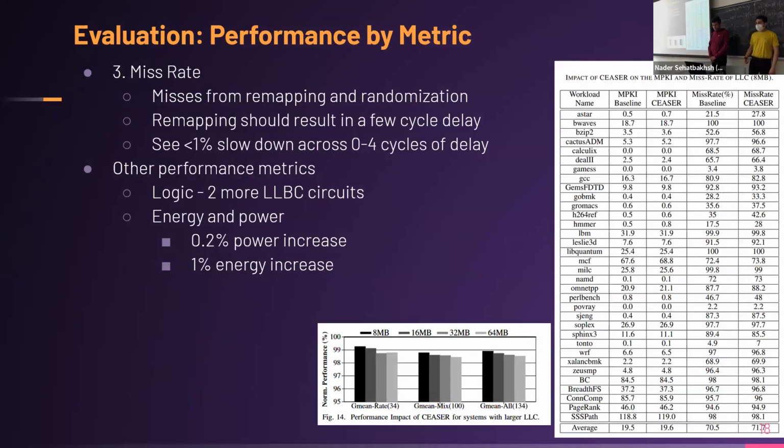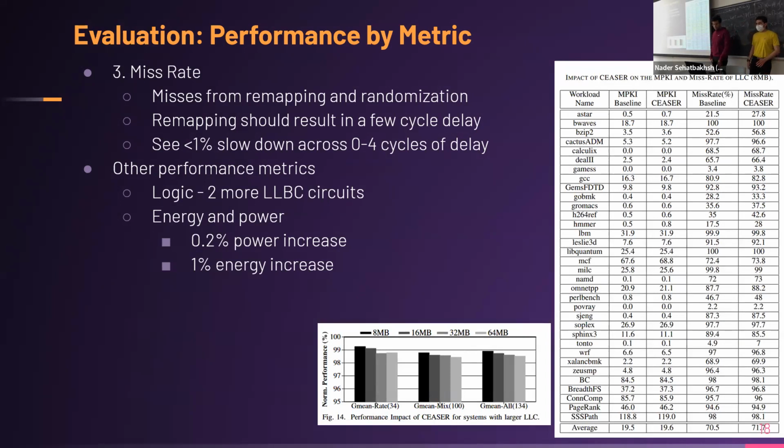Because we're remapping and we're encrypting this cache, there should be an increase in miss rate because the things are not in the same place every time. And this remapping should also result in a few cycle delay as well as increasing the miss rate. But if you look at the giant table on the right, where they compared all of these benchmarks between CEASER and Caesar, the miss rate barely goes up. And so we only see less than 8% slowdown across all of these benchmarks, which is really remarkable.